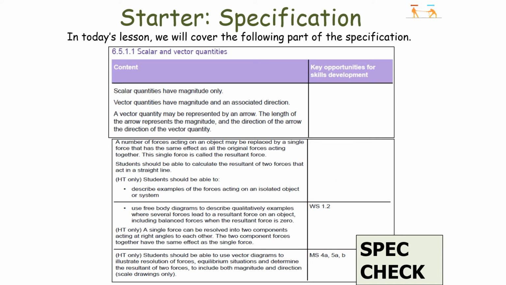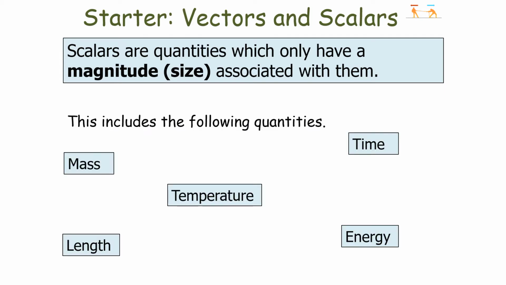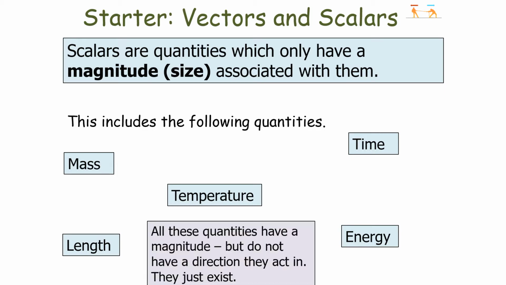Now this links into the following part of the GCSE Combined Science Physics specification 6.5.1.1 Scalar and Vector Quantities. Now scalars are quantities which only have a magnitude or a size associated with them. Now this includes the following quantities, things like mass, temperature, length, energy, time. Now all of these quantities have a magnitude, but they don't have a direction they act in, they just exist.